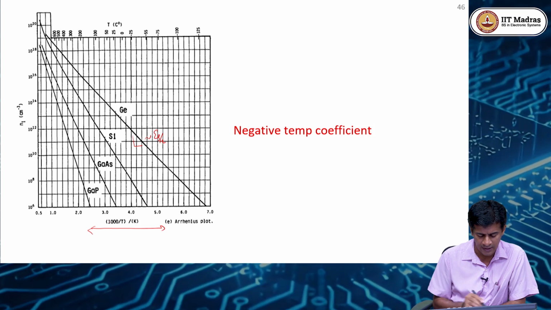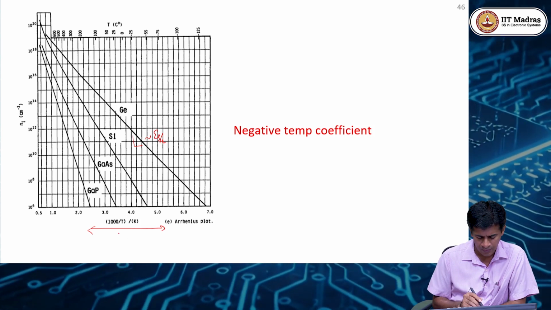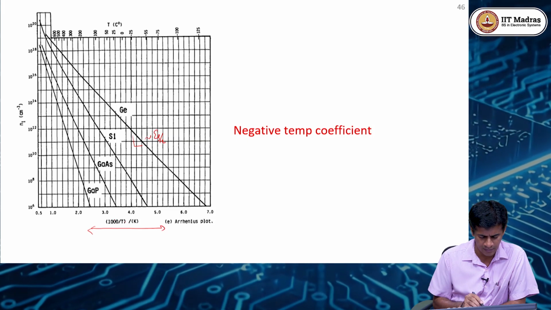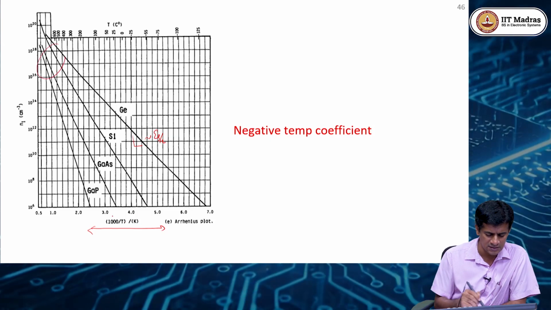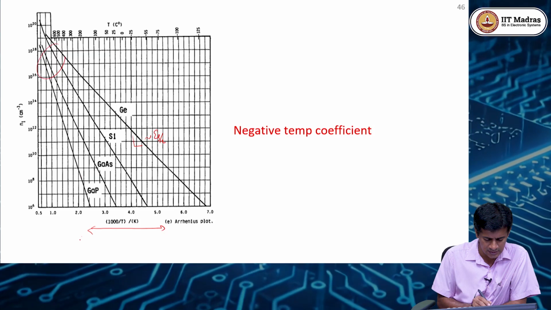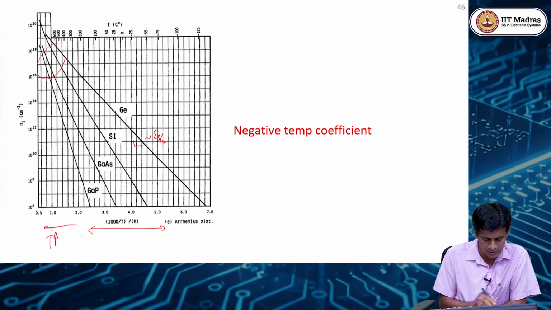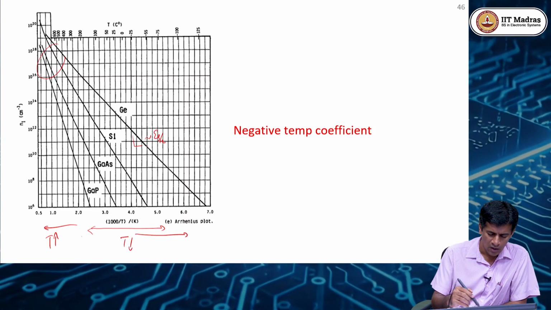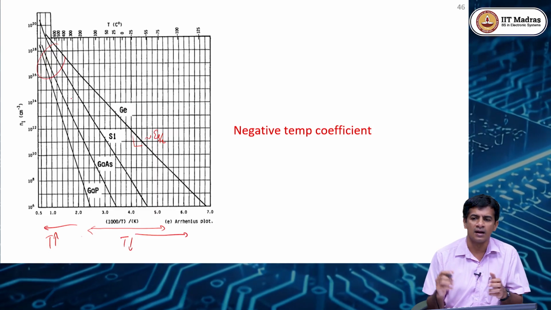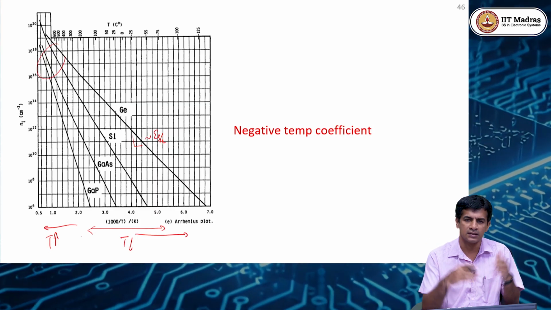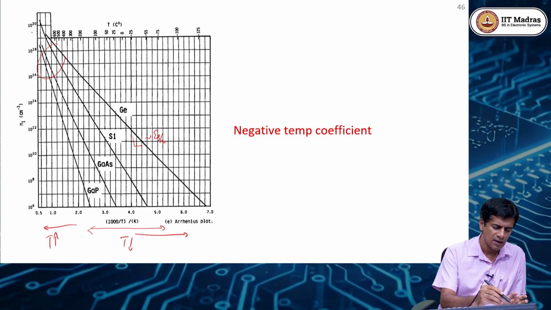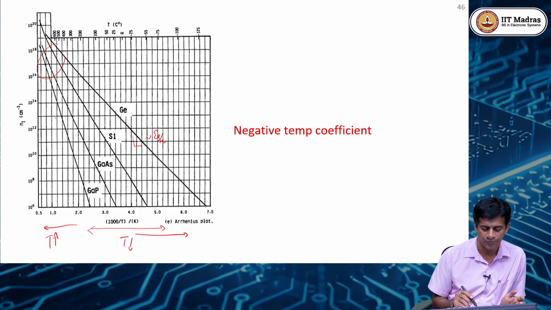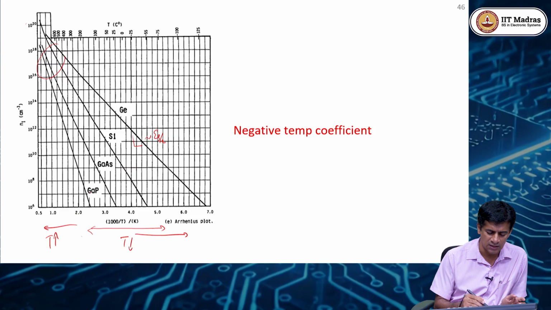Here I am varying the temperature. When T is large, that is in this region. As T increases, it goes in this direction; as T decreases, it goes in this direction. When you increase the temperature, there is a lot of thermal generation. There are a lot of holes and electrons. You can see it increases exponentially, and these curves are shown for different materials.